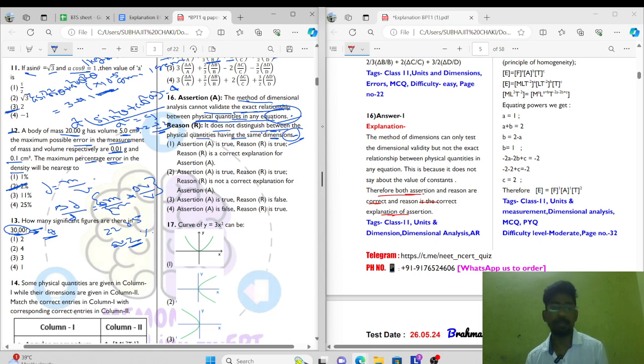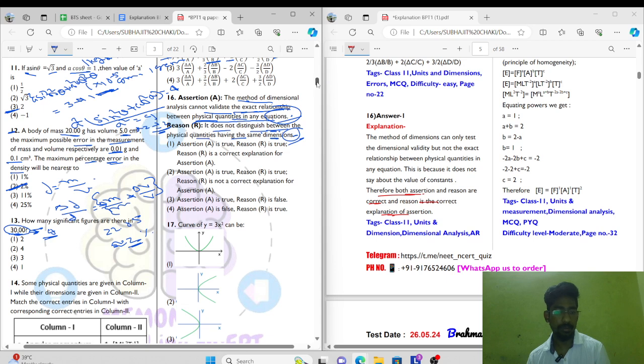So it cannot distinguish between pressure and stress. You cannot establish a relation just by having the dimensions of certain quantities, right? First of all, you have to have the idea of the physical quantity, and then you can establish the relation. By dimension alone you cannot establish it.